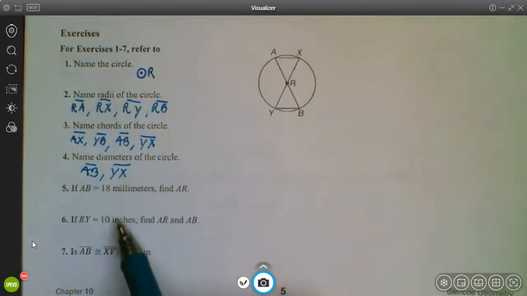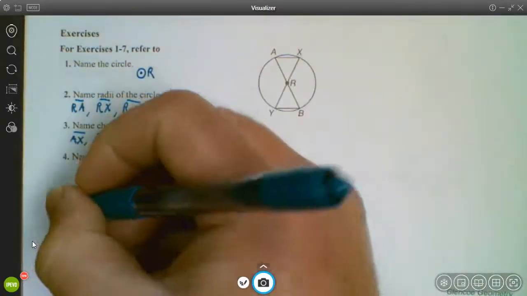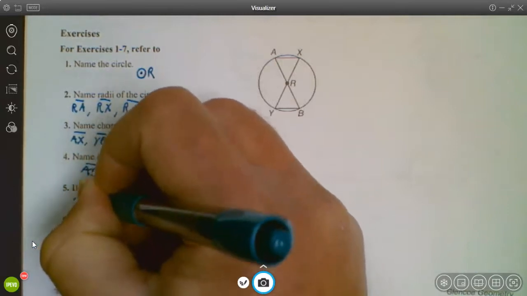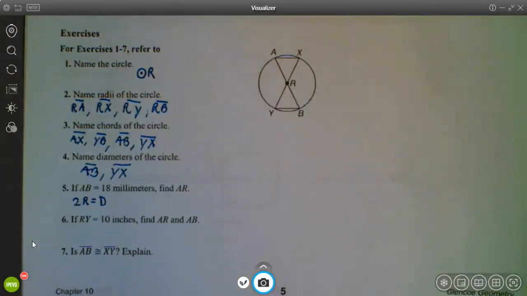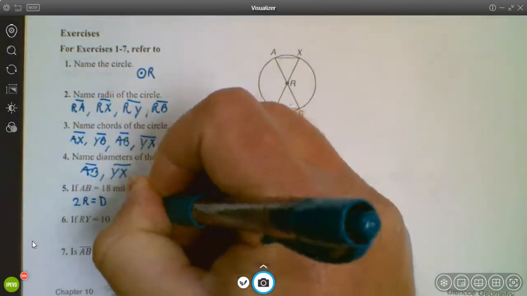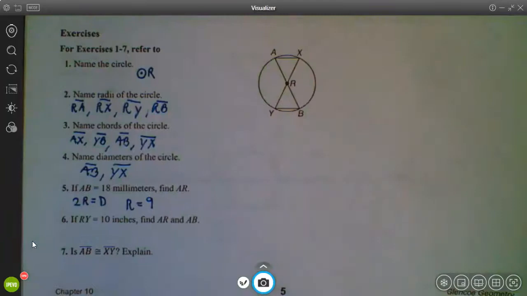Right, we know it would be half. So since it takes 2 radii to equal the diameter, if the diameter is 18, we know the radius would just have to be half of that, which is 9. Guys, do keep in mind what that tells you about all radii of that circle.